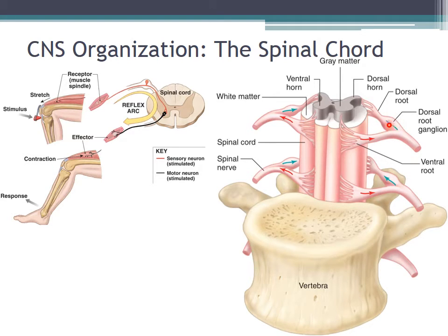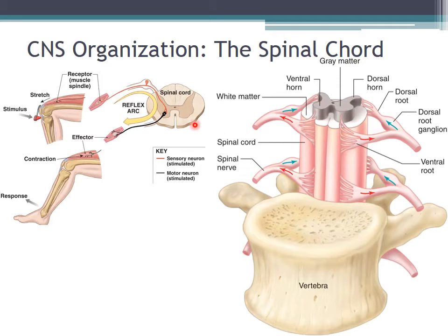Attached to the dorsal root you have this bulge called the dorsal root ganglion. The dorsal root ganglion will contain the cell bodies of the sensory neurons that are carrying information into the spinal cord. The cell bodies for the neurons that are carrying information out of the spinal cord are either going to be somewhere in the brainstem or here in the gray matter of the spinal cord.